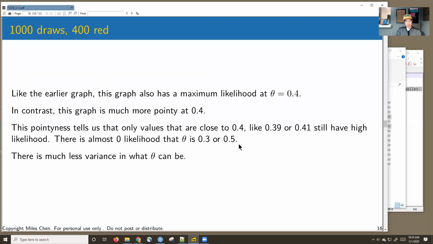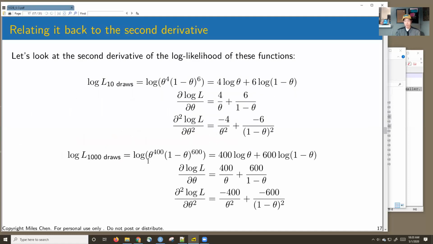Okay, so I think this summarizes basically what I said when we had that graph up, which says I wrote the pointiness, but maybe I should use the word curvature. The curvature tells us that values that are close to 0.4, like 0.39 and 0.41, have high likelihood, but there's almost zero likelihood that theta is 0.3 or 0.5. So there's much less variance as far as what theta could be.